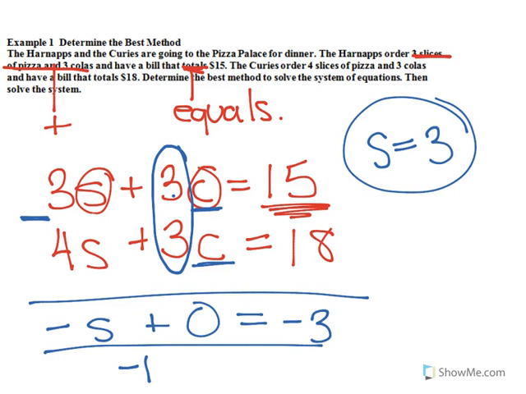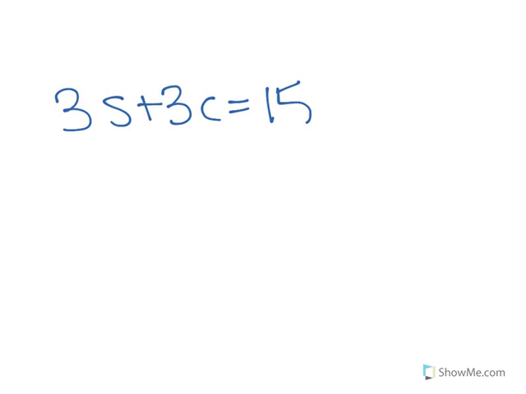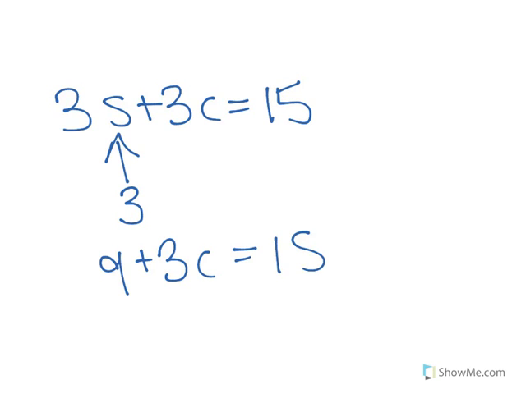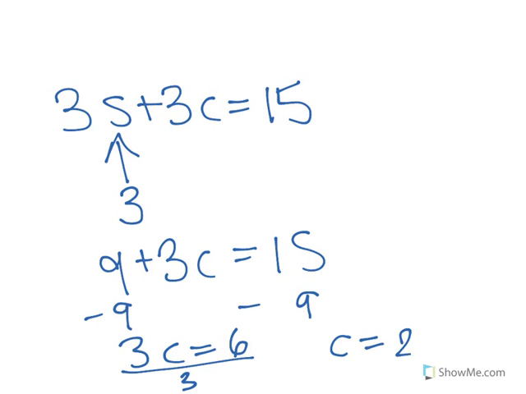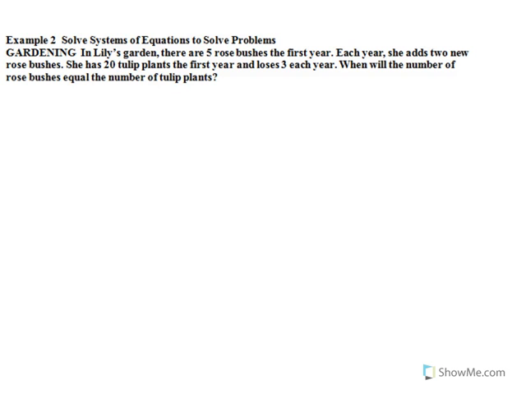Now we just need to substitute 3 instead of s to find out the price of c. So we plug in 3 right here and we get 9 plus 3c is equal to 15. Subtract 9 from both sides and we get 3c is equal to 6. We divide both sides by 3 and we get c is equal to 2. Very well, our next example.